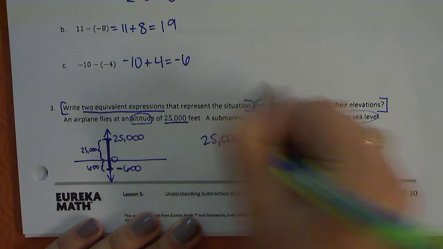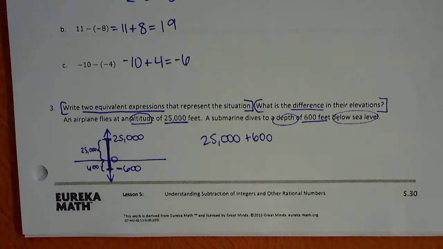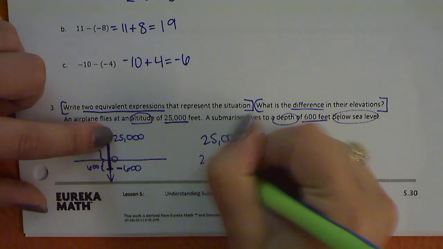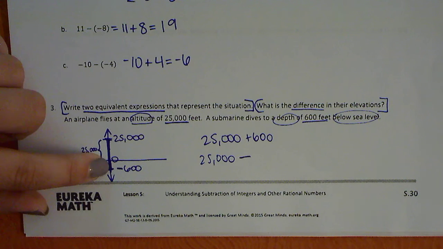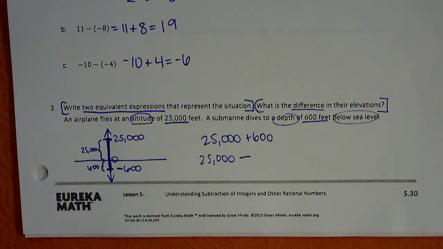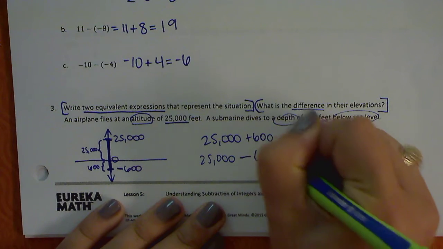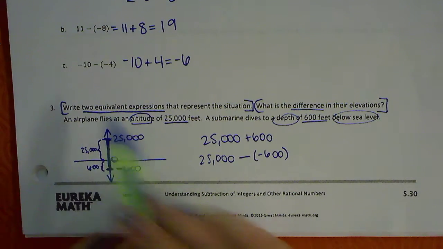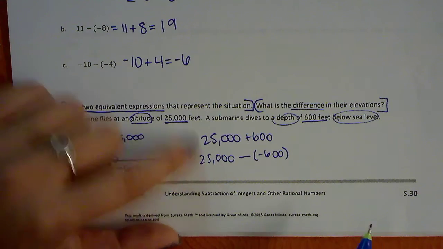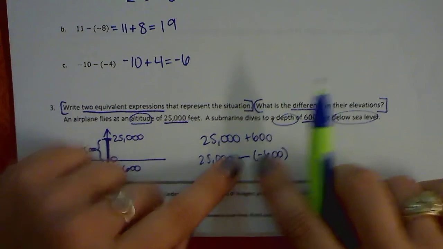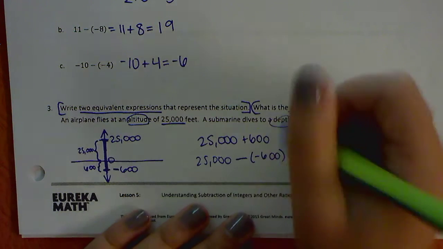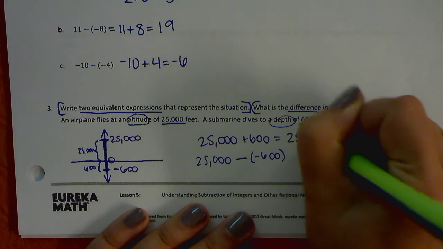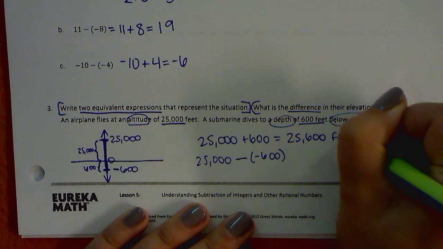Right off the bat, I can already see that I could find it because this is 25,000 and this is 600. So I know that this distance will be 25,000 plus 600. I also know that if I'm starting at 25,000 and going down, I'm subtracting, and I'm going down to negative 600. So these are two equivalent expressions. They're equal. Minus a negative is the same thing as plus a positive. To find their difference in elevation, which is 25,600 feet.